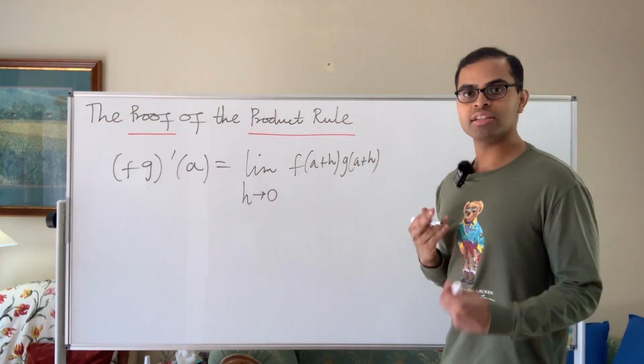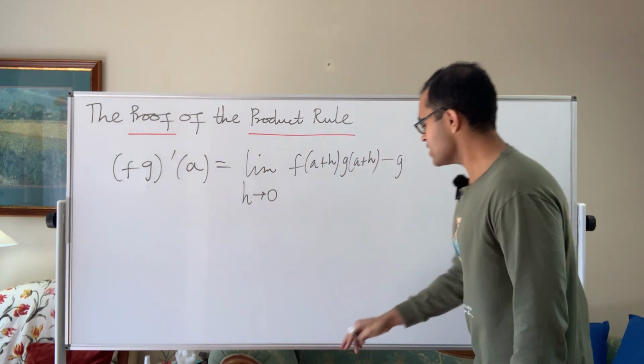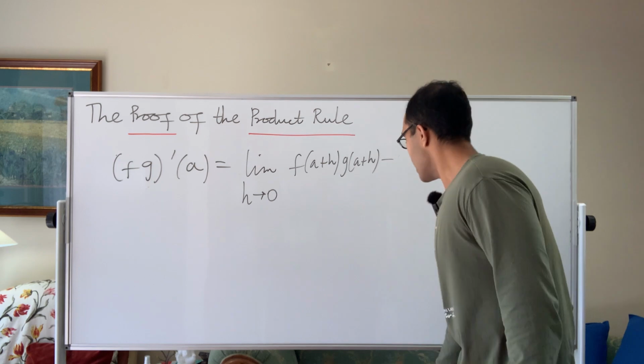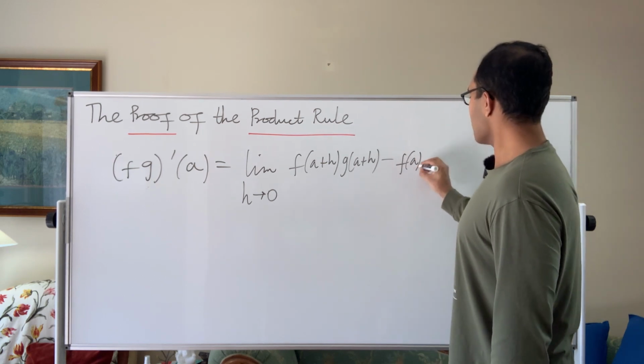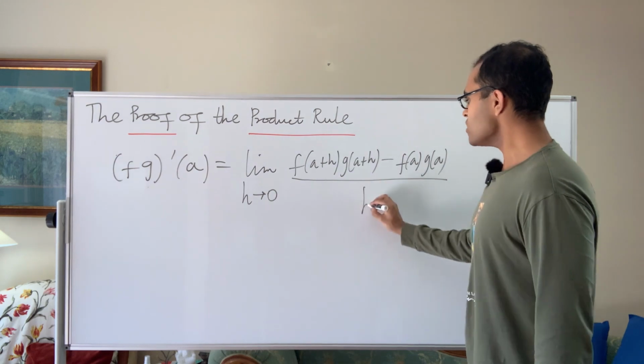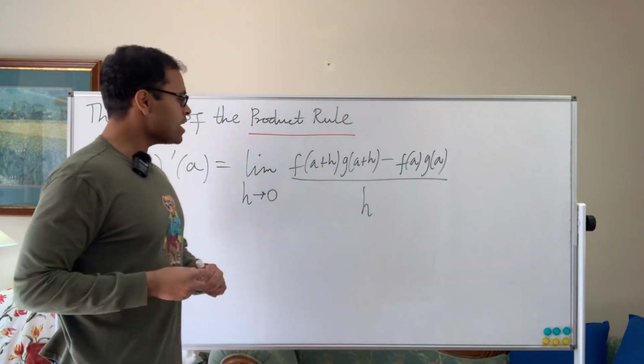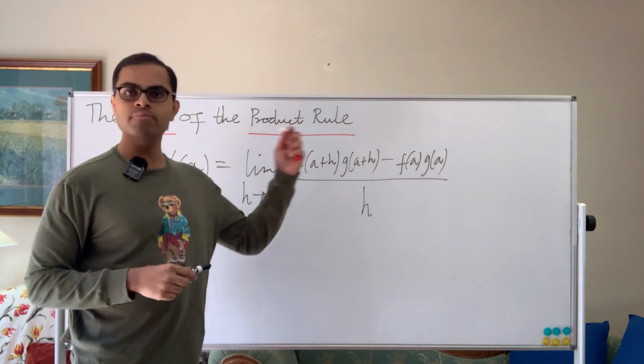By definition of the product of two functions, you just multiply the values at the point, and then you subtract f(a) times g(a). So here I'm going to write f(a) times g(a). That's going to be the numerator, and we're all going to divide by h. So this is the rate of change of f(x) times g(x) at x equals a. And now that we've got this, we want to understand how to manipulate this limit.